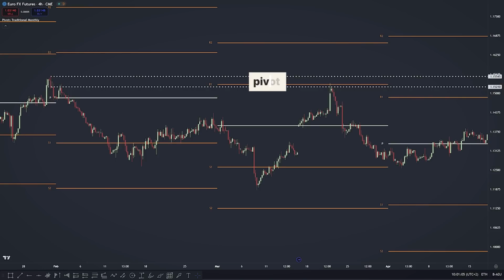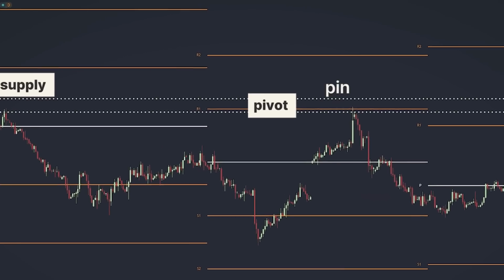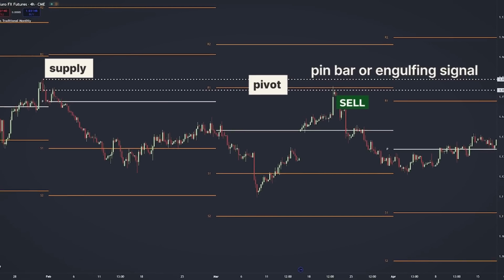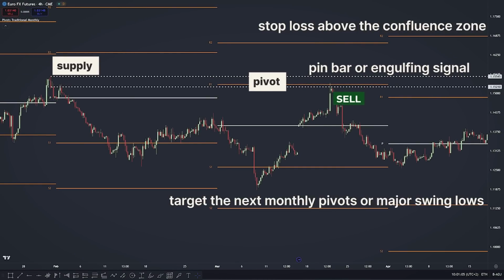In this example, a monthly pivot coincides with a supply zone. As price rallies into that zone, you watch for a reaction. Perhaps you see a bearish pin bar or a bearish engulfing bar as price touches the pivot. That can be your short trigger, anticipating a downward swing. So you set your stop above the pivot, and you target the next monthly pivot line or a known support.